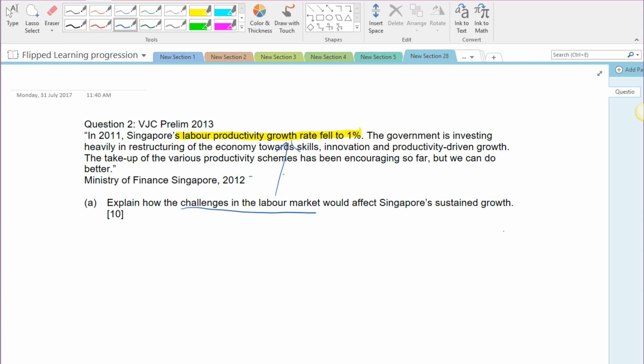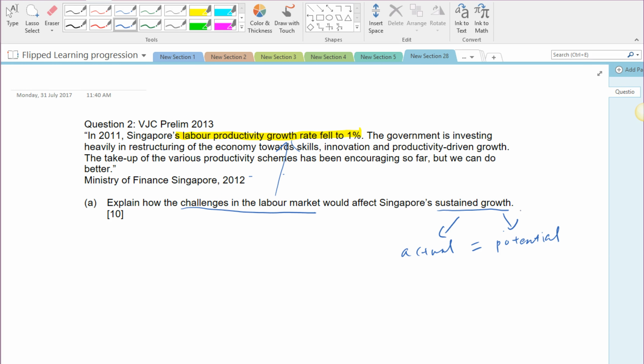The rest of it is your objective, which is your sustained growth. To recall, sustained growth essentially means actual growth increasing in tandem with potential growth. So, actual growth increasing in tandem with potential growth.